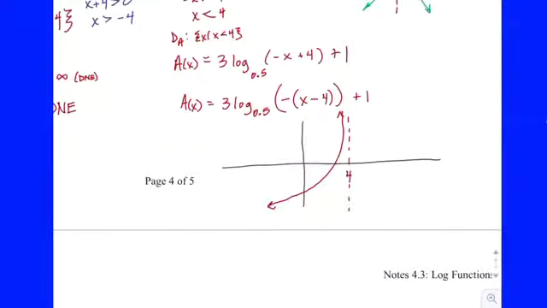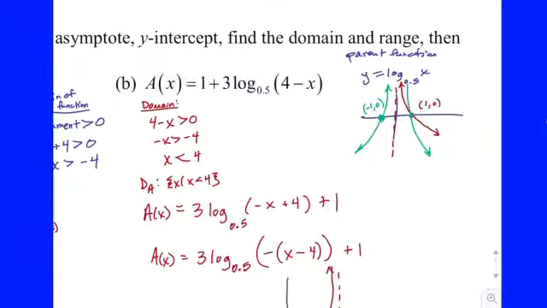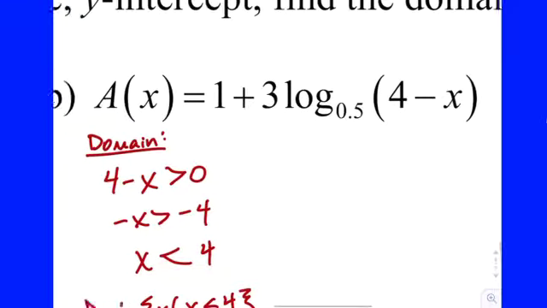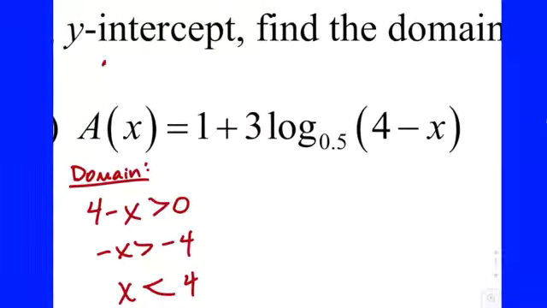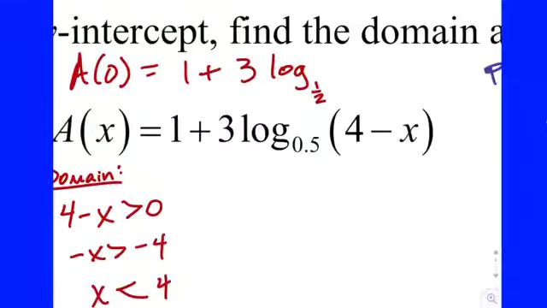So let us check real quickly the y-intercept. How do I find a y-intercept? Plug in a 0 for x. Now, it's probably easier to do it on the original one. So let me do it up here where I have room. A of 0 is 1 plus 3 log base, I'm going to write it as 1/2. It's easier for me to think about it that way.